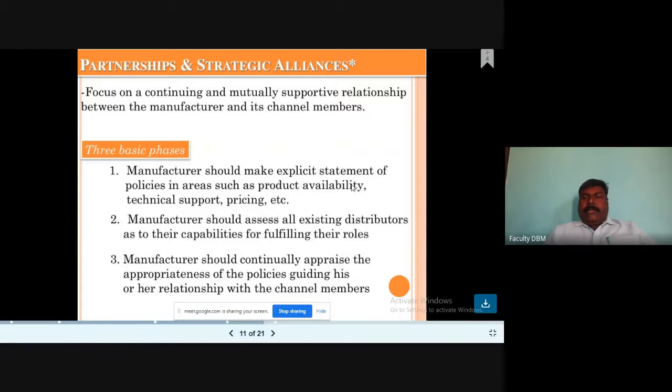Manufacturers should assess the existing distributors' capabilities of fulfilling their business, whether they can do the sales or not. They will have to check the performances. So policies guiding means they will have an agreement, and their payment structure, and the closing or breakage of their contract, breach of contract, everything will be written in the policy.